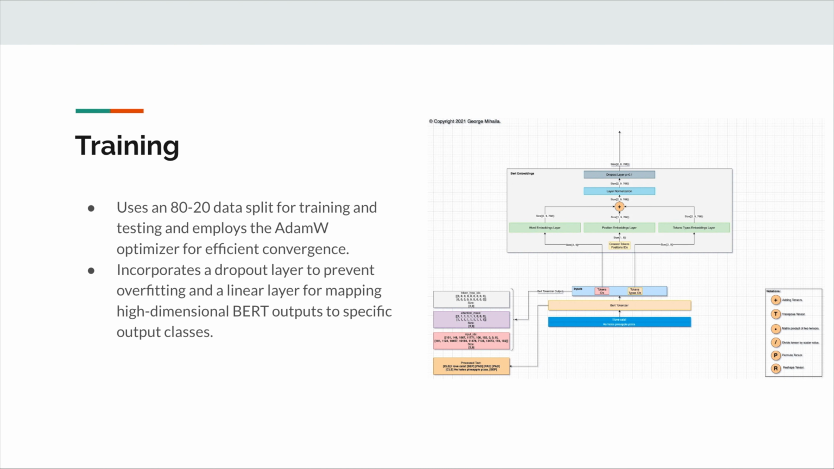Moving on to our training architecture, our first highlight is the incorporation of a dropout layer, which is used to prevent overfitting again. The dropout layer randomly deactivates certain neurons during training, making the model more robust and better at generalization. We've also included a linear layer that maps the high-dimensional outputs from our BERT sequence classifiers to specific output classes.